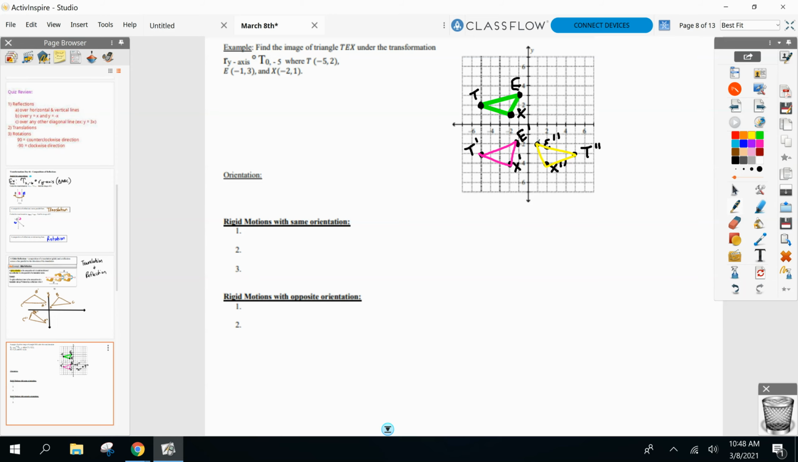All right, new vocabulary: orientation. Orientation is the direction of vertices on a figure. And I will go into deeper explanation here in a second. Direction of vertices.